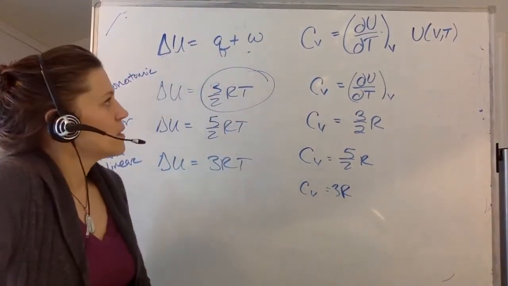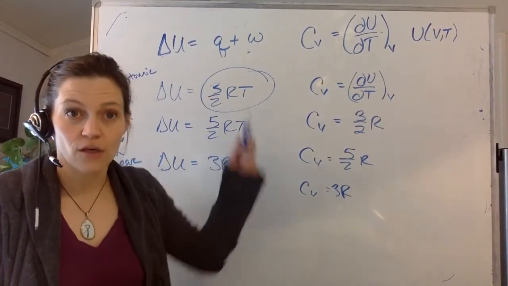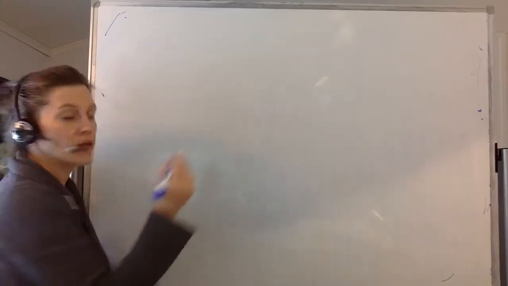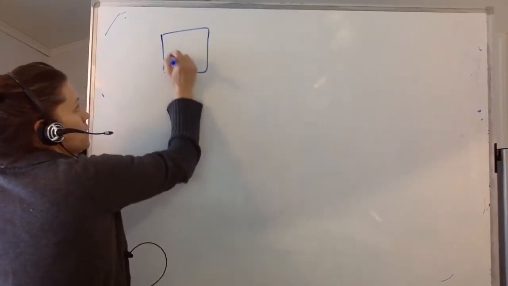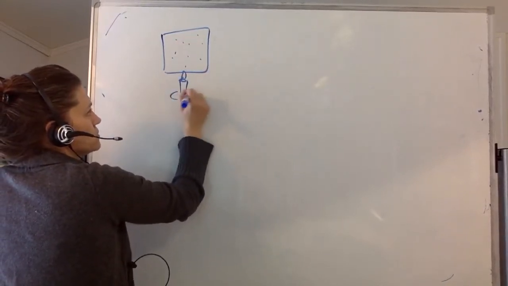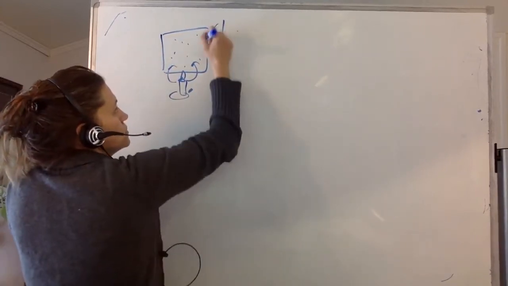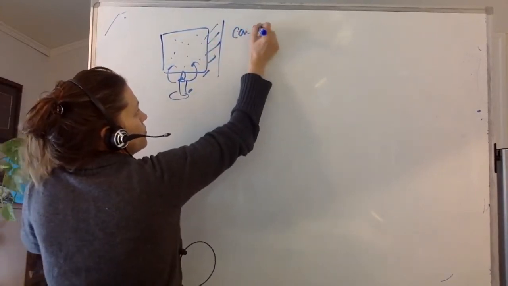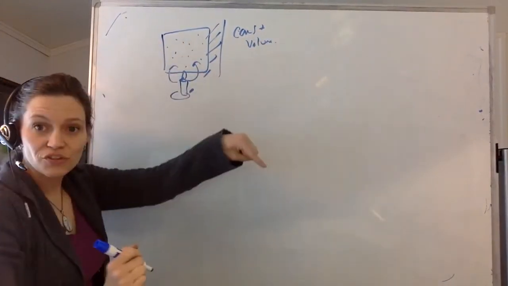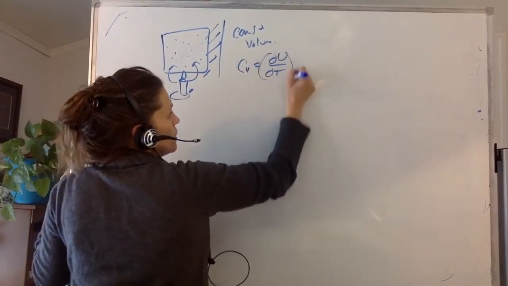Cool. Okay, now I'm going to relate this to the enthalpy, using the heat capacity as an example. So for my heat capacity of an ideal gas, here's my little candle. Heat goes in for constant volume. The heat that goes in goes internal to the molecules. So CV is equal to dU/dT at constant volume.